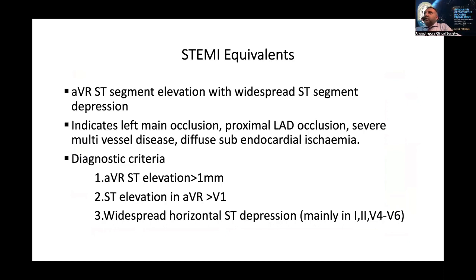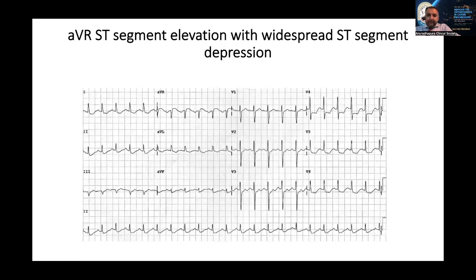This is aVR ST elevation. My previous speakers were already talking about this. This is also something you are not supposed to miss. The aVR ST elevation is more than 1 millimeter, and in addition you have to look carefully at both aVR and V1, with widespread ST depression in more than 6 leads. If you see this, you have to be very alert and send these patients for early, or urgent is better, intervention. This is the typical ST elevation in aVR, and you can see the widespread ST depressions.